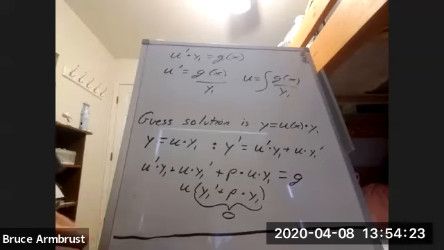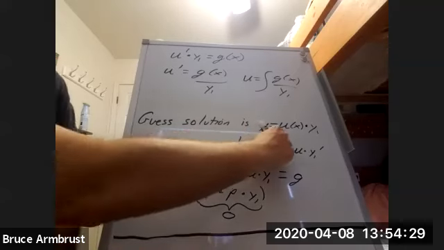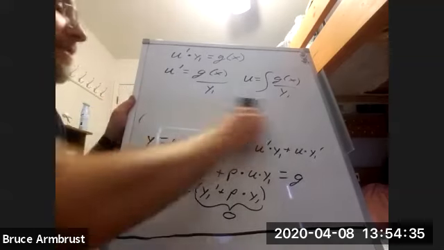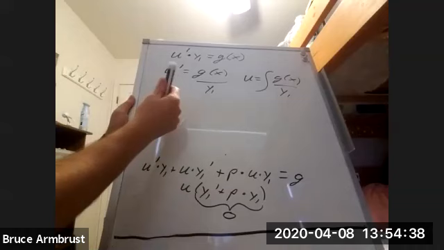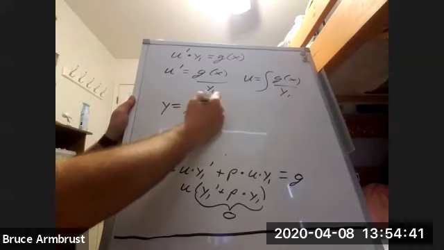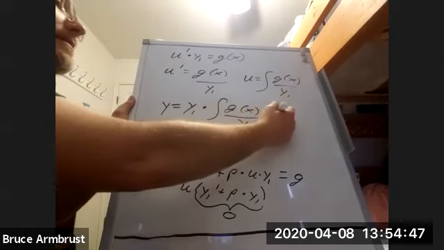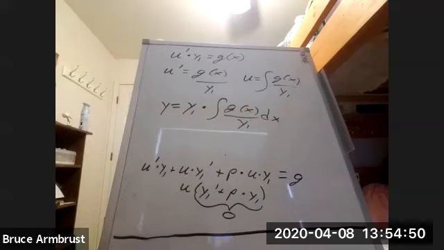So I'm bringing you back to the board, and just so you can see what we're going to get as our solution. Remember here where we said guess the solution is u times y1. That's what we're going to get. Our solution then is going to be y equals y1 times the integral of g of x over y1 dx. All right, so believe it or not, we just solved every single linear first order differential equation.